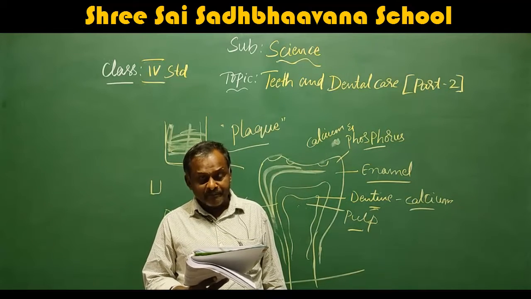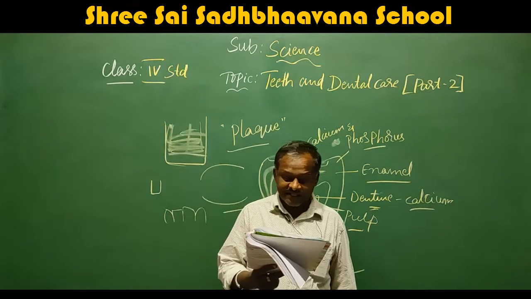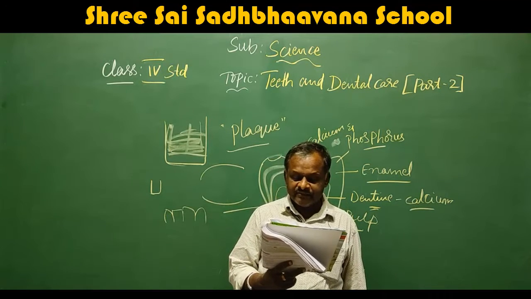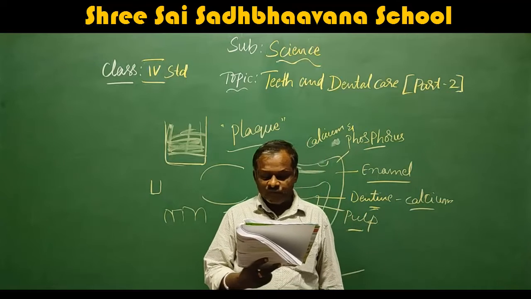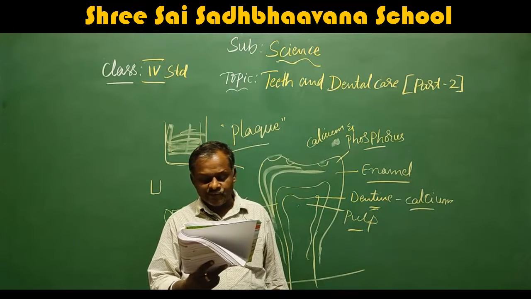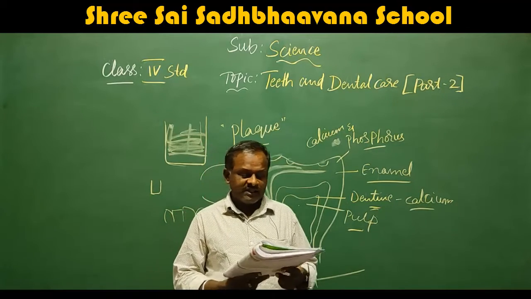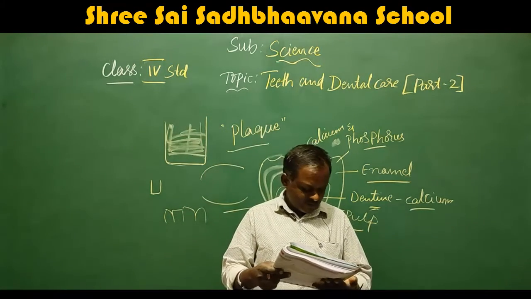We get it from milk, curd, cheese and other milk products. Eating salad protects our teeth from germs. We must chew fruits and salads as they improve blood flow in the gums. So this is about the dental care. I will explain one by one.